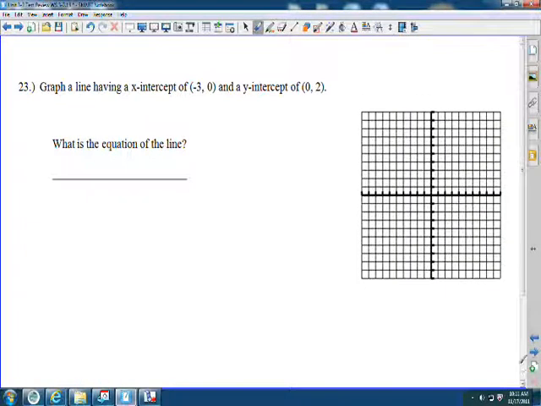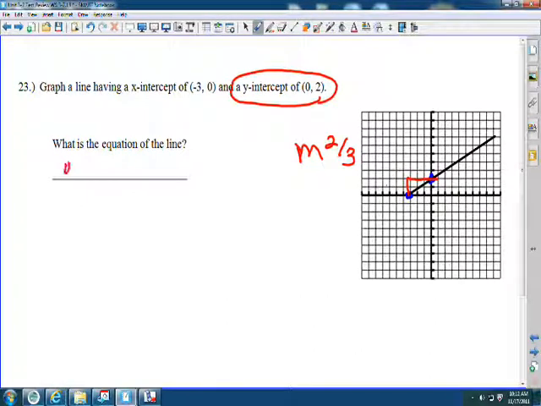Next one, graph the line having these points. The x-intercept is negative 3, 0 and 0, 2. So just plot those points and then draw the line to connect them. Now when it wants the equation, well, first off, my y-intercept, I already have it. My slope, I go up 2 and over 3. 2 over 3, the line is increasing, so it's positive. Y equals 2/3 x plus 2.